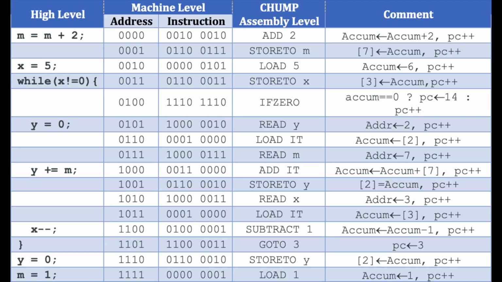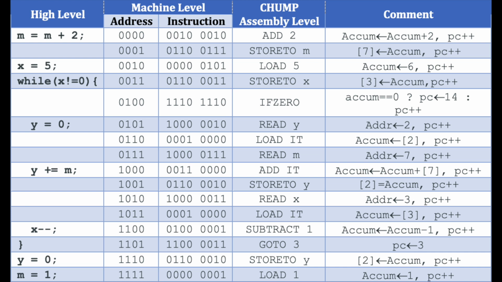Writing a CHUMP program is different from writing an Arduino program in that it has no IDE. Therefore, it can be written on basically anything. In this format, it uses a table with high-level, machine-level, CHUMP assembly level, and a comment. What you see in the high-level column is meant to mimic what you would see in an Arduino IDE program. The address is the equivalent to the output signal from the program counter.